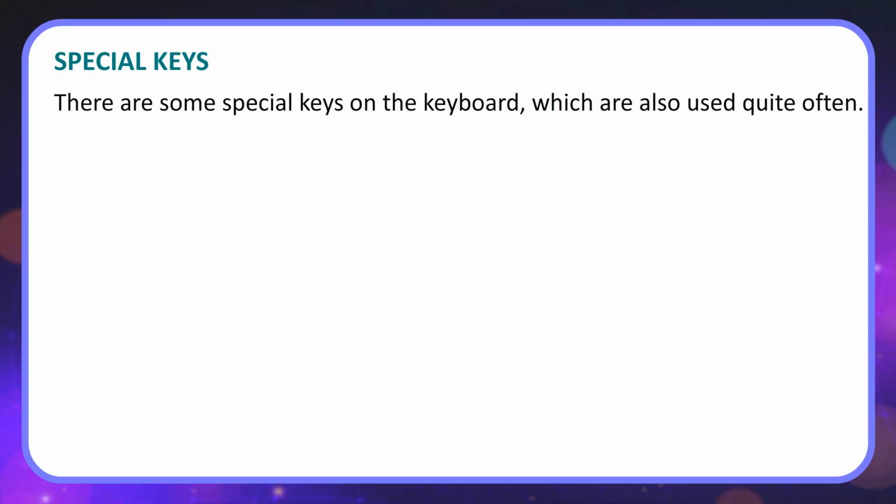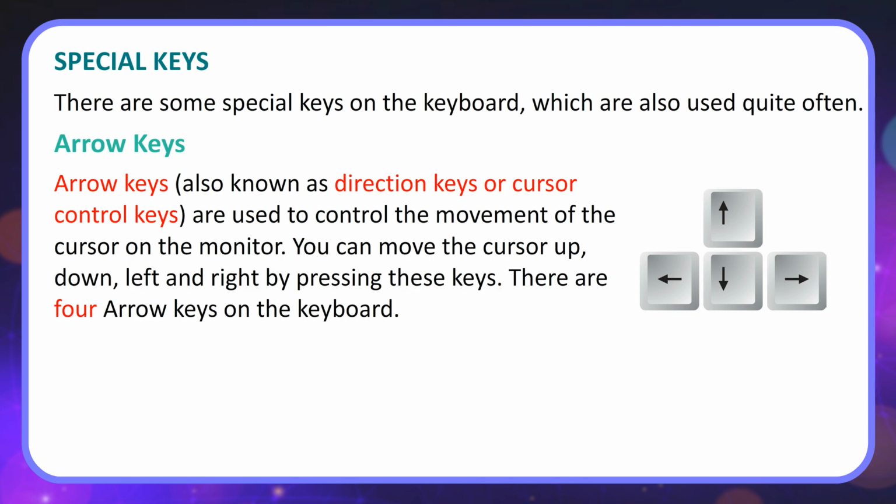Special keys. There are some special keys on the keyboard, which are also used quite often. Arrow keys. Arrow keys, also known as direction keys or cursor control keys, are used to control the movement of the cursor on the monitor. You can move the cursor up, down, left and right by pressing these keys. There are 4 arrow keys on the keyboard.